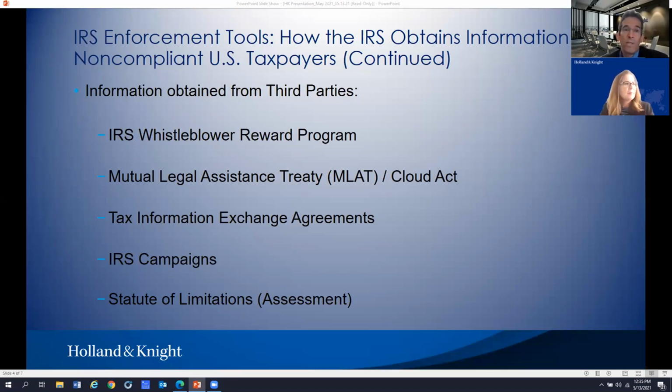Then we go to the MLATs, Mutual Legal Assistance Treaties. We have, give or take, 70 MLATs. And MLATs are traditionally thought of as being used in a criminal context. And that's where one government exchanges information to another government to help it enforce its criminal laws. They're generally not used in tax cases, but they can be used.